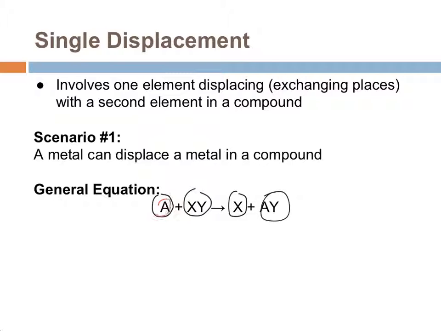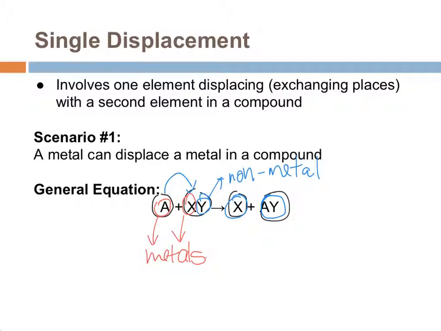In this scenario, A and X are both metals. Remember, metals are always written first in a chemical formula. And Y then would be a nonmetal. So the metal A is swapping places with the metal X in order to form a new compound AY and leaving X by itself.